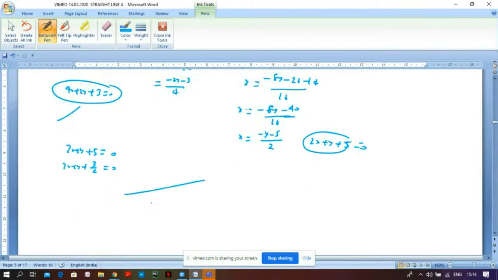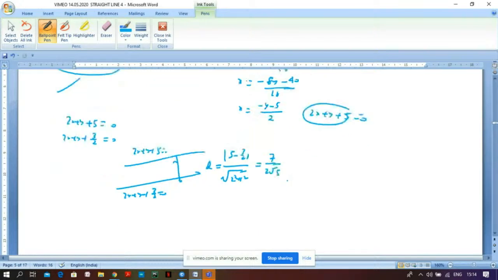And so they are parallel lines. One is 2x plus y plus 5 is 0. The other is 2x plus y plus 3 by 2 is 0. So the distance between them, d, is (c1 minus c2) over the square root of 2 squared plus 1 squared. So you will get 7 over 2 root 5. So that's your distance between the lines. So that is one method of doing it.